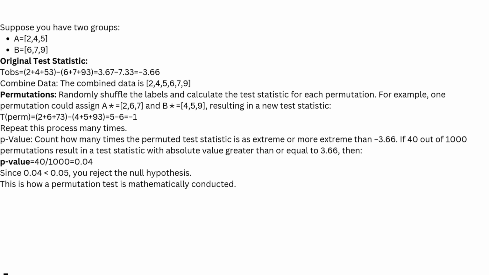Now we should repeat this step many times, and to calculate the p-value we have to count how many times the permuted test statistic is as extreme or more than the observed value, that is minus 3.66 in this case. If 40 out of 1000 statistics are greater or equal to minus 3.66, then the p-value is 0.04. Since 0.04 is less than 0.05, you reject the null hypothesis.